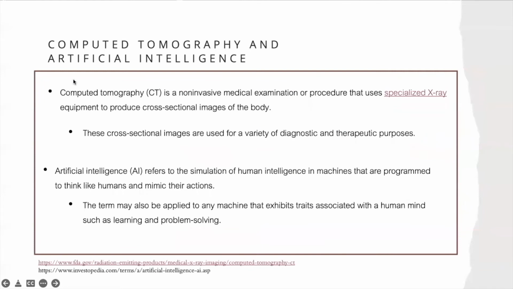For computed tomography and artificial intelligence: computed tomography, or CT, is a non-invasive medical examination or procedure that uses specialized X-ray equipment to produce cross-sectional or 3D images of the body. These cross-sectional images are used for a variety of diagnostic and therapeutic purposes. And what about AI, or artificial intelligence? It refers to the simulation of human intelligence in machines that are programmed to think like humans and mimic their actions.